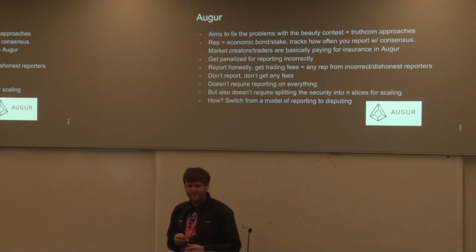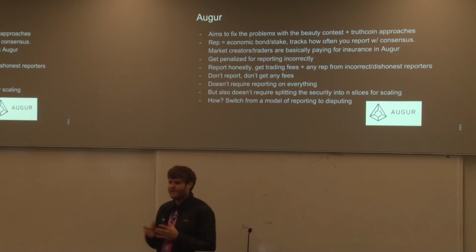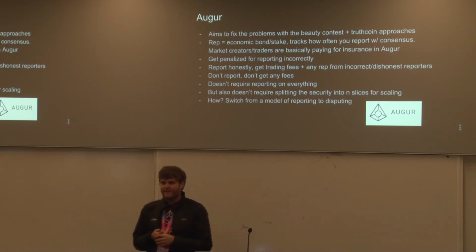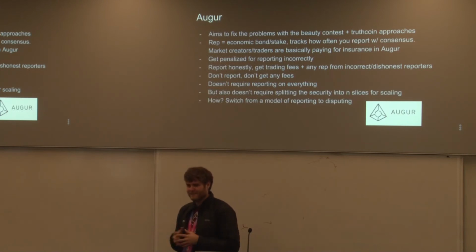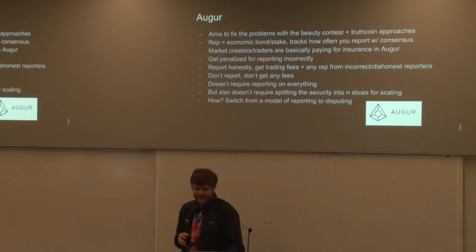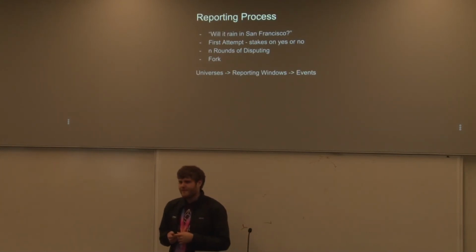Augur is kind of an improvement to the beauty contest approach. It adds the concept of forking into these different universes to get around the P plus epsilon problem. You get penalized if you report incorrectly, or more accurately, against the consensus. If you report with the consensus, you get transaction fees and stake from people who didn't. And it doesn't require reporting on everything, because it switches to a disputing-based process. So instead of reporting on every event, users just dispute ones that they think are incorrect.